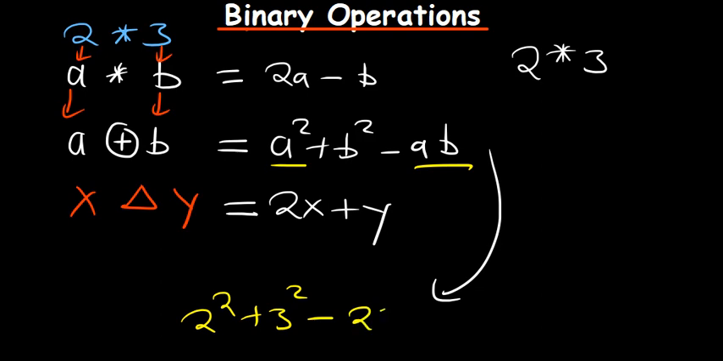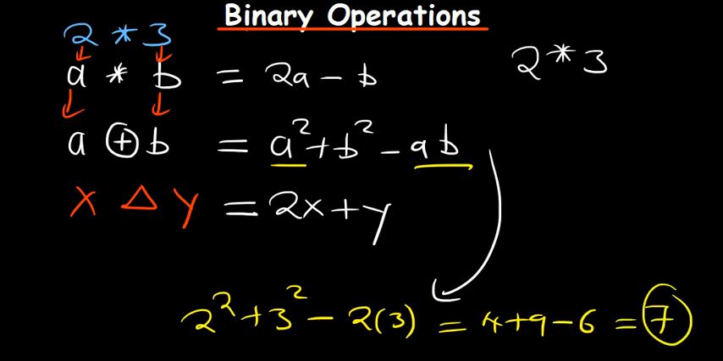A is 2, b is 3. So we have 4 plus 9 minus 6. 9 plus 4 is going to be 13, minus 6 is going to be 7, I believe. So 7, that's the result we have there.